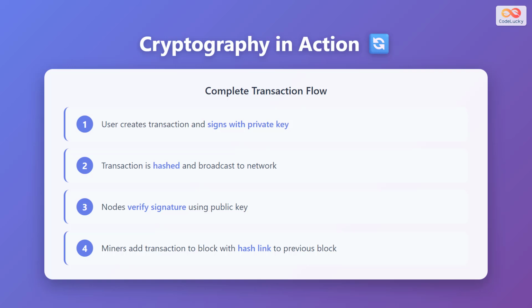Let's see how all these cryptographic concepts work together in a complete transaction flow. Step 1. A user creates a transaction and signs it with their private key, creating a digital signature. Step 2. The transaction is hashed and broadcast across the blockchain network for validation. Step 3. Network nodes verify the signature using the sender's public key, confirming authenticity. Step 4. Miners add the verified transaction to a new block, linking it to the previous block using cryptographic hashes. This complete process demonstrates how hash functions, public key cryptography, and digital signatures work together to create a secure, transparent, and immutable blockchain system.